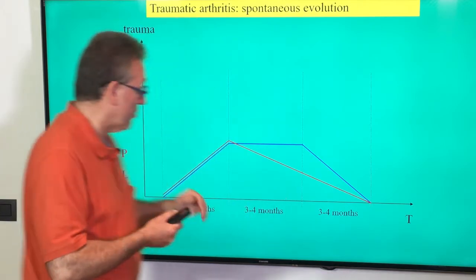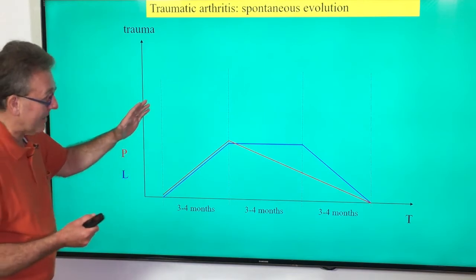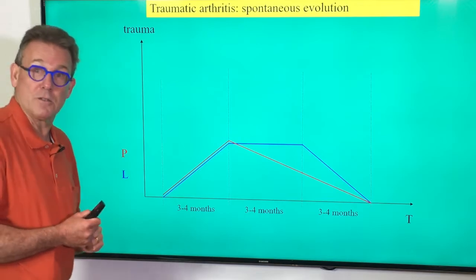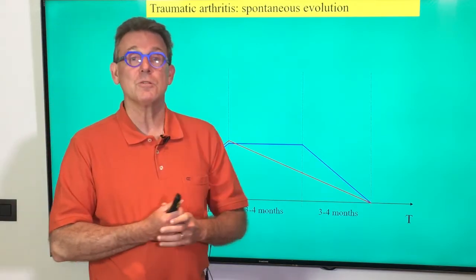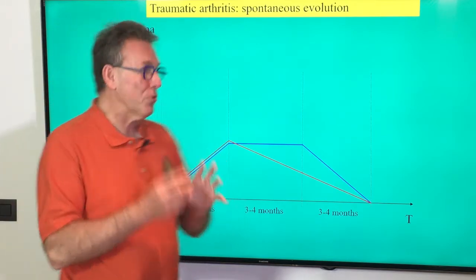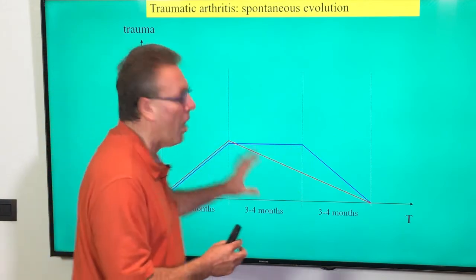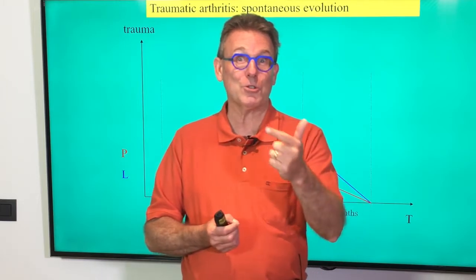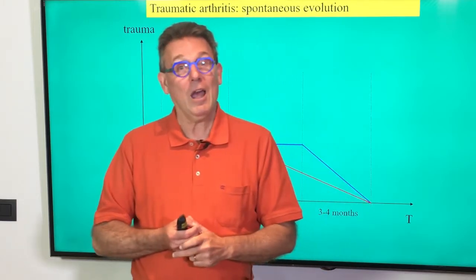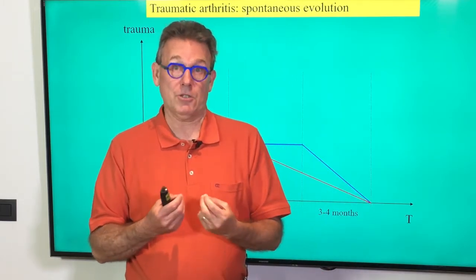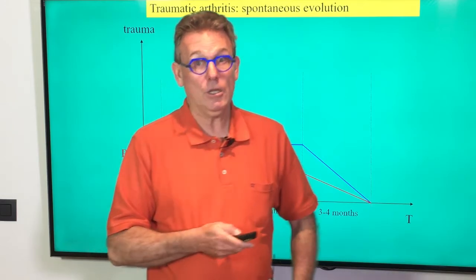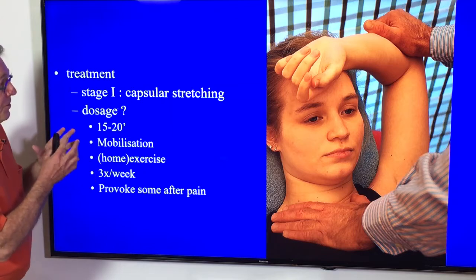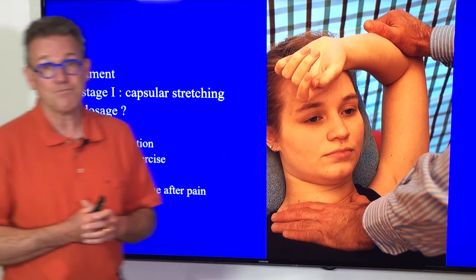So more good news, when you look at the spontaneous evolution, the pain is the first thing that improves, that gets better. The limitation of movement is the last thing. But it is important to know where exactly we are in this evolution. Remember, I was talking to you about a stage 1, stage 2, stage 3 arthritis. Well, the treatment strategy is going to be quite different. So what is the treatment strategy for a stage 1 arthritis?